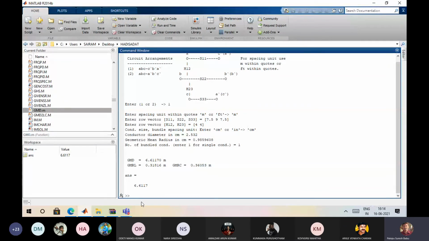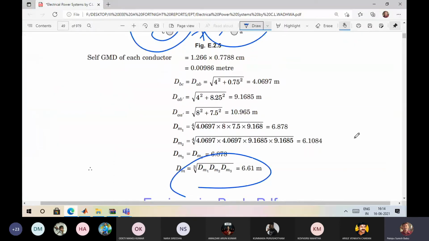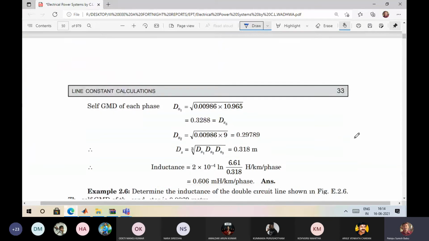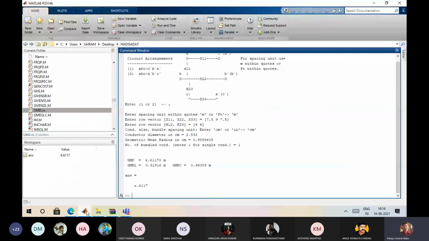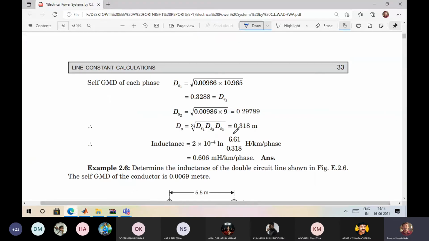Coming to the geometrical mean radius for inductance and capacitance, you can observe that the geometrical mean radius is 0.318. Using MATLAB it is 0.318, and theoretically also it is 0.318. This is for the inductance calculation.